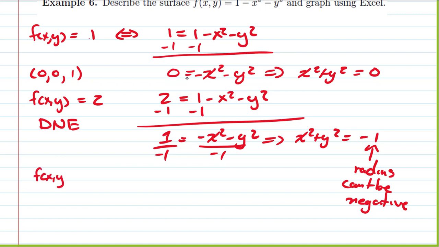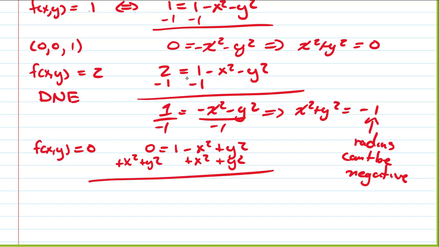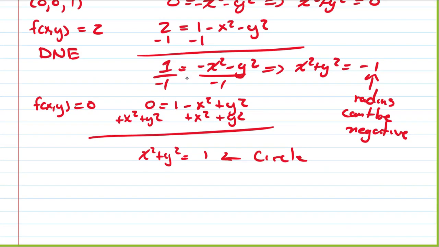Let's try f of xy is equal to 0. That gives us 0 equals 1 minus x squared minus y squared. So this time, if I add x squared plus y squared to both sides, I get x squared plus y squared is equal to 1. And once again, I'm going to get a circle with radius 1.